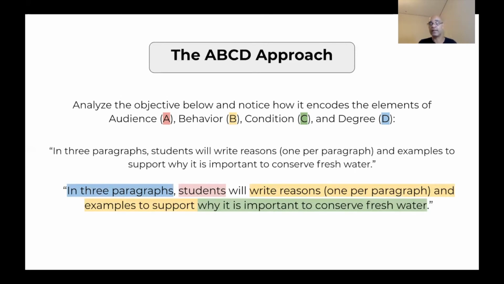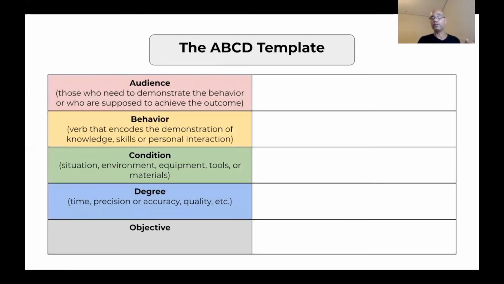Now that we've seen the ABCD approach, let's look at another approach. Actually, before that, let's look at the template. So why is this template important? Why am I going through this before going to the other approach? It's because this will help you either write objectives or analyze objectives, making sure that all the elements that you need for a complete objective are there.